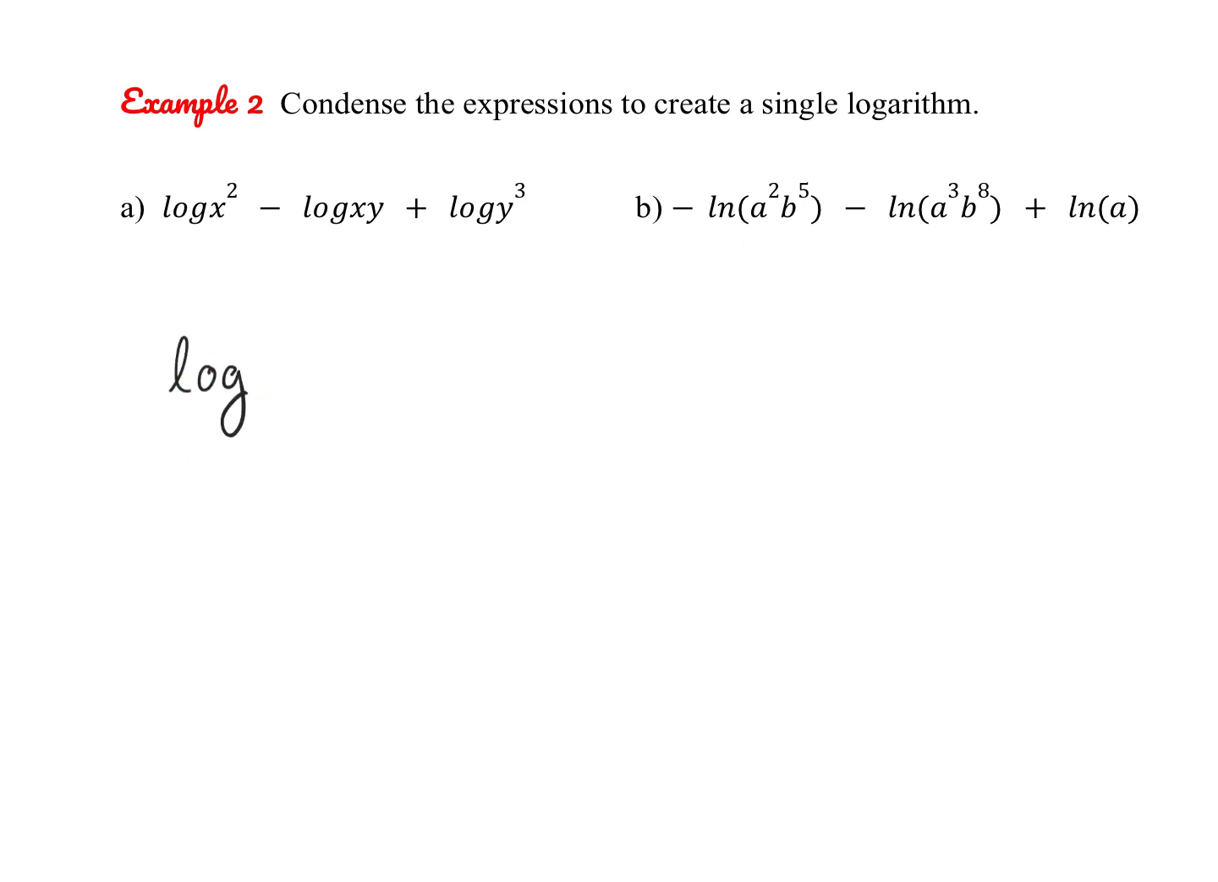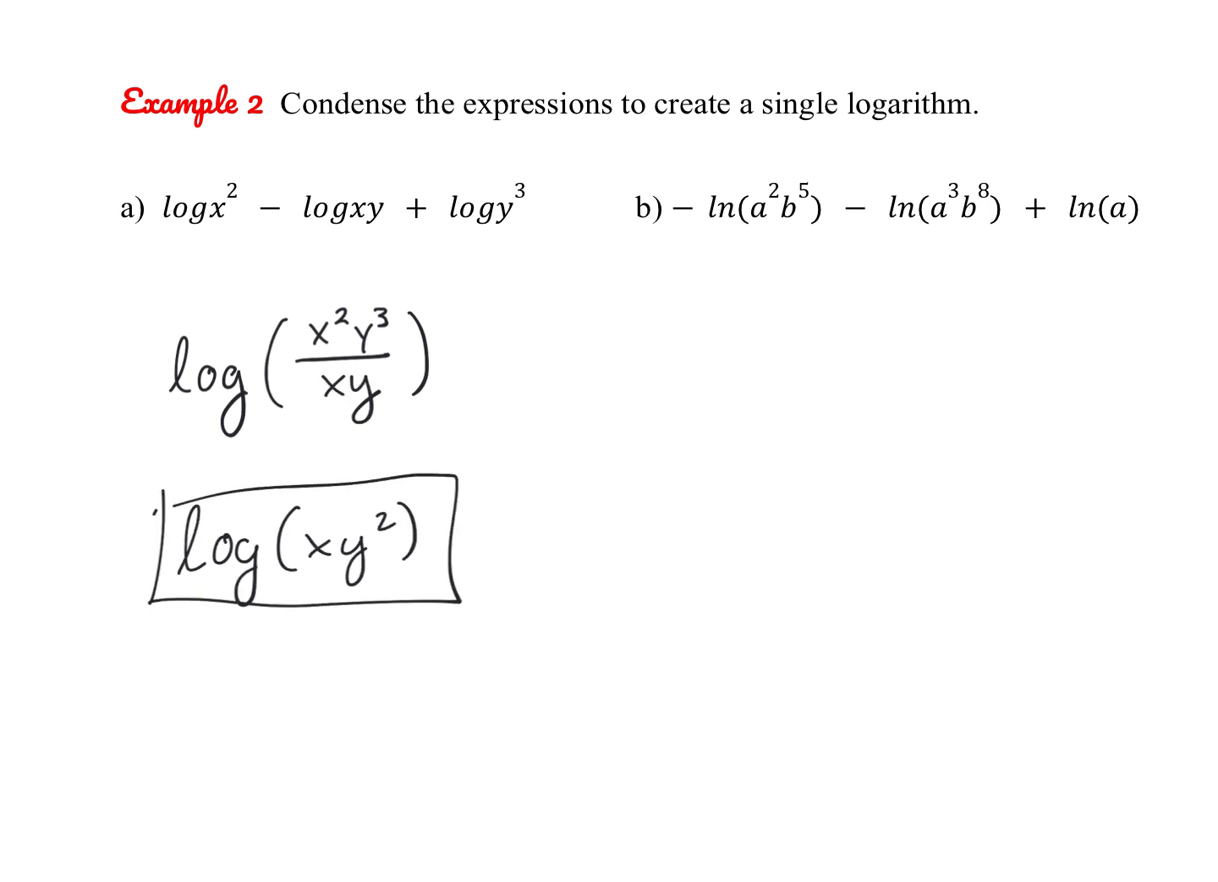So just start by writing the word log one time, and then looking at the expression. Again, anything that was a positive logarithm will end up in the numerator, so x squared and y cubed. And then anything that was a negative logarithm will end up in the denominator. So it's a combination of the product and quotient rules, and we could simplify this a little bit into xy squared. And that's as much as we can simplify, so we are done condensing.